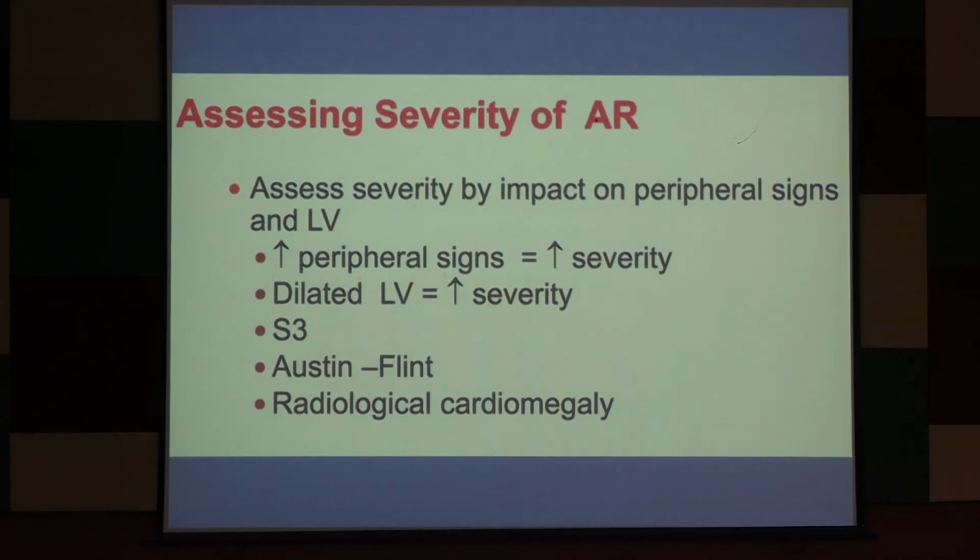Severity. Enhancement of the peripheral signs indicates a parameter for severity. Dilatation of the LV is also an indication of the severity. Presence of S3, Austin Flint, and radiological cardiomegaly. All are features or clinical parameters for severity of the aortic regurgitation.